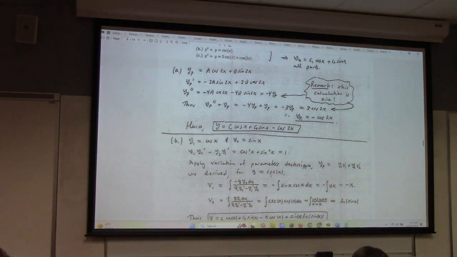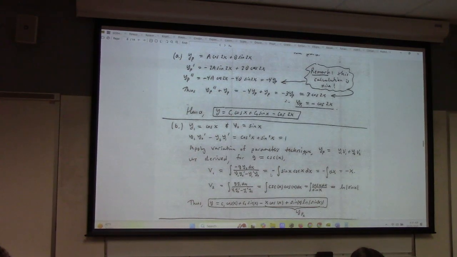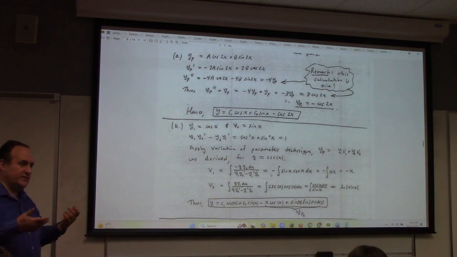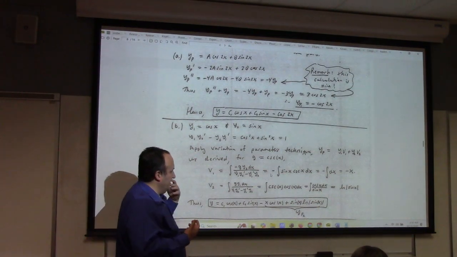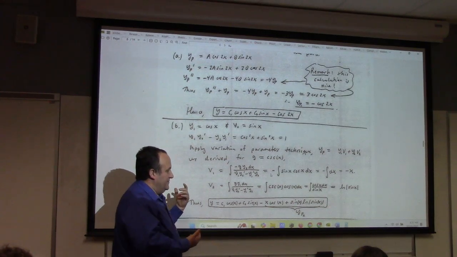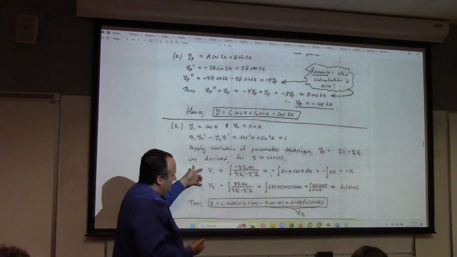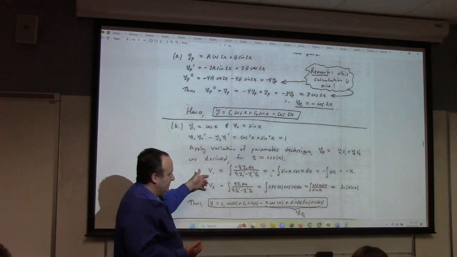So we got minus cosine 2x for the particular solution part A. Part B, we can't use undetermined coefficients because cosecant is not a solution that appears to a homogeneous differential equation. So we're forced to use the variation of parameters technique, which is general, but does require integration. So out pops minus x and log of the absolute value sine x.